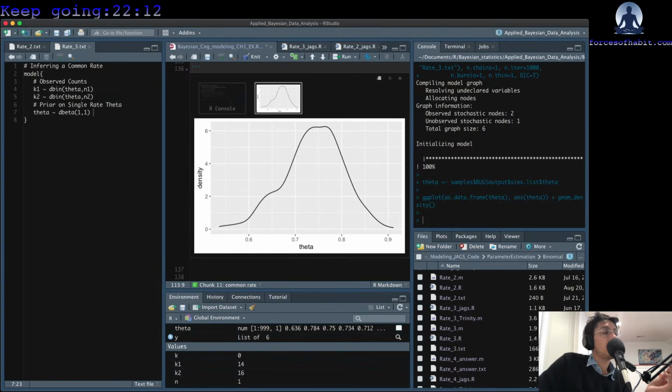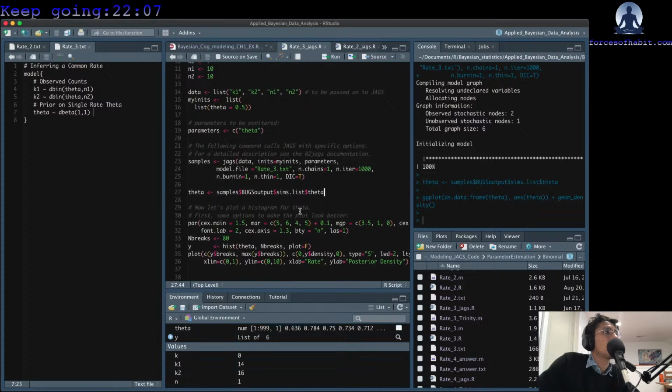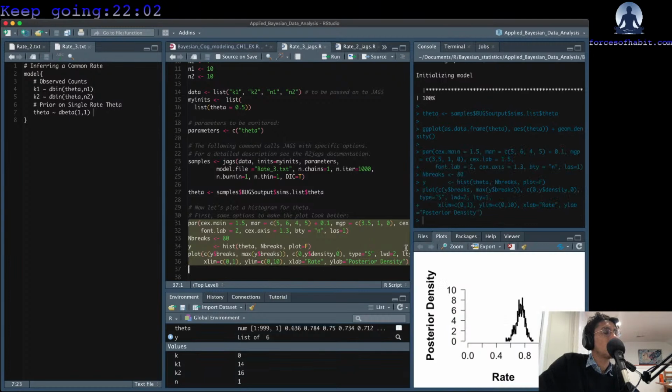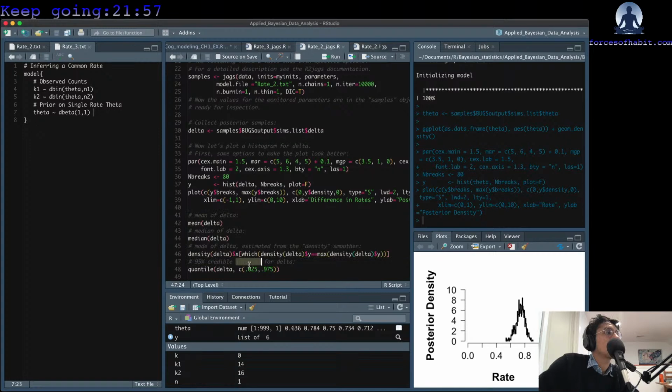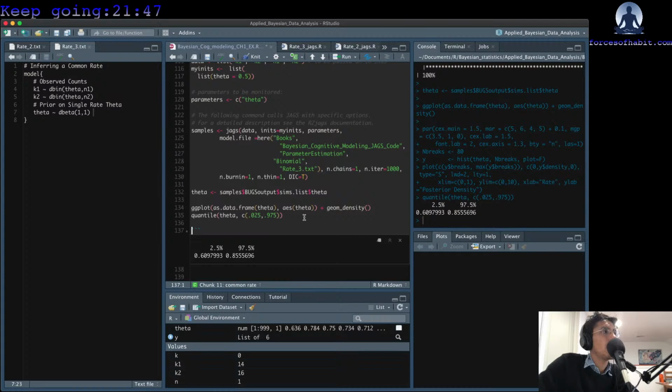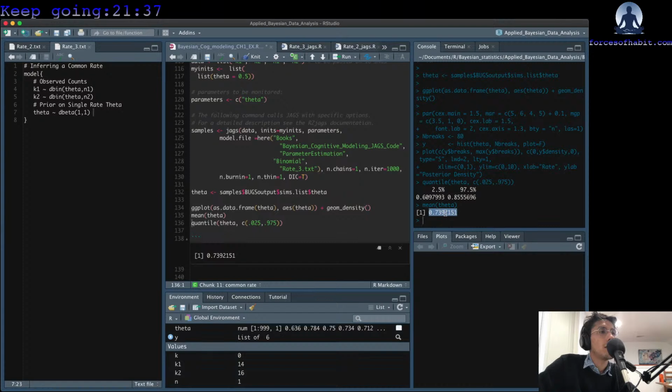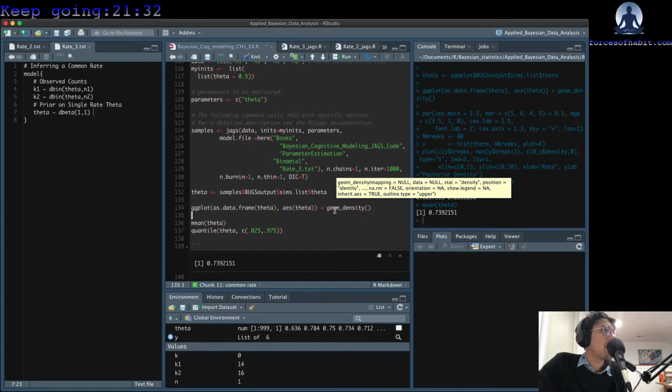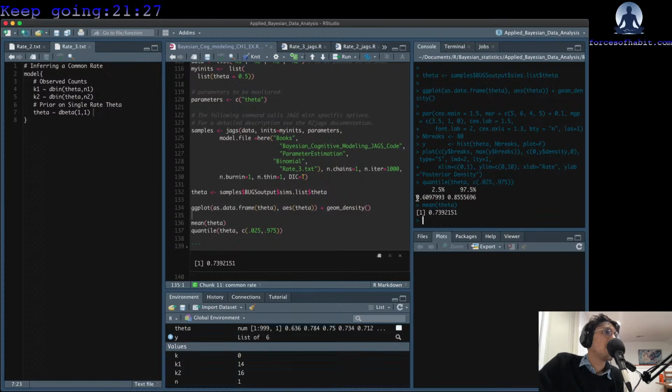Reporting the inference about the common rate, I would probably report the credibility interval here, which in this case, the success rate across samples is on average 0.73. In this interval, it's pretty tight and it's high. So people are pretty successful. People are good at the binary process, whatever that is.